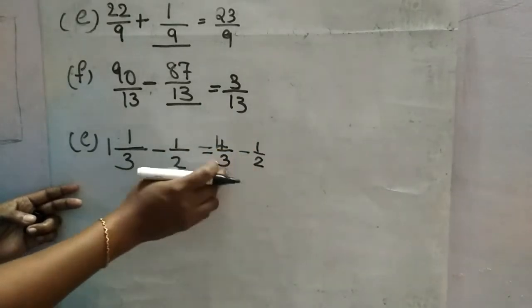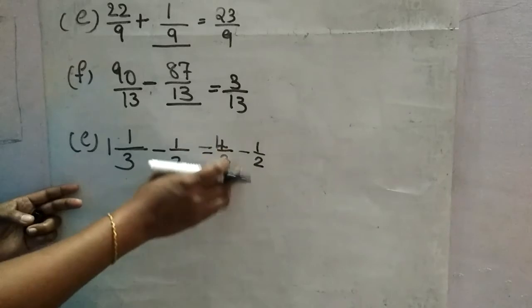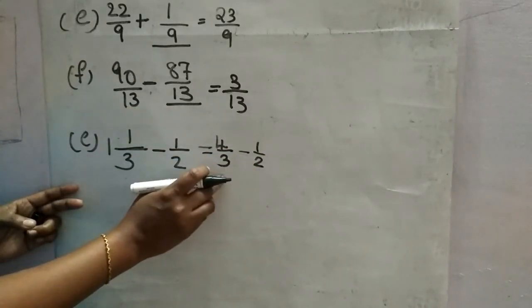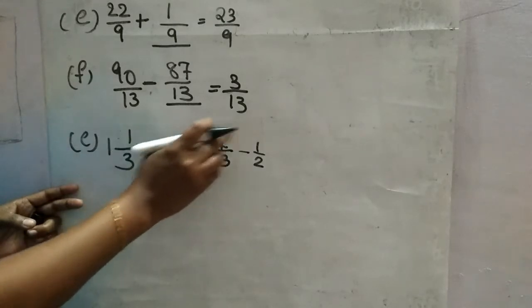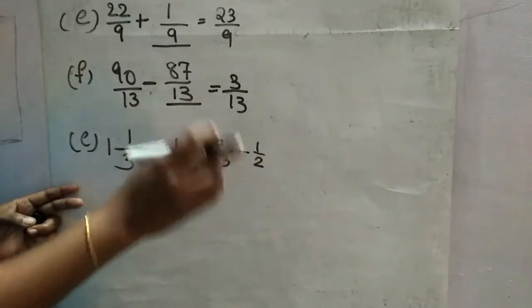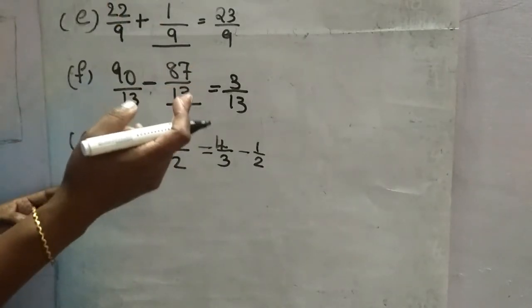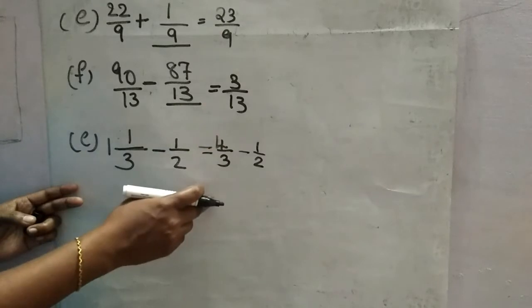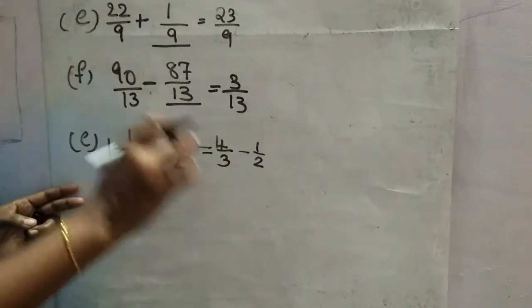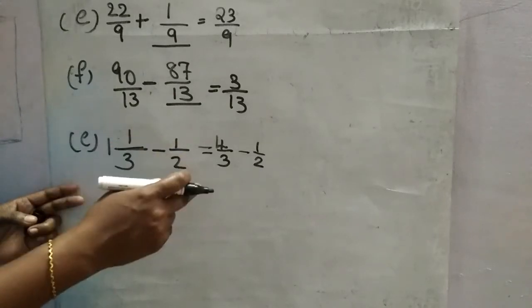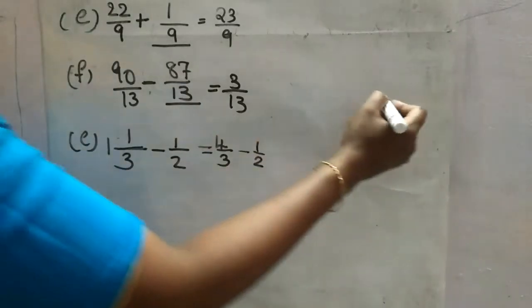Now, the denominators are different. Then the first step is to find the LCM of the denominators and change these unlike fractions into like fractions. In the last class, we were taught about this conversion of unlike fractions into like fractions. How will you convert an unlike fraction into a like fraction? Yes, by finding the LCM.